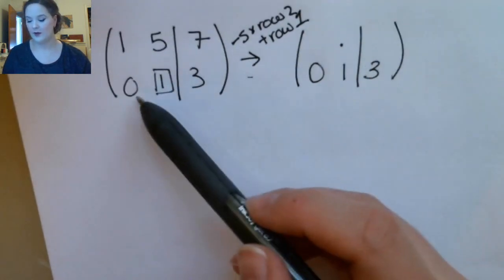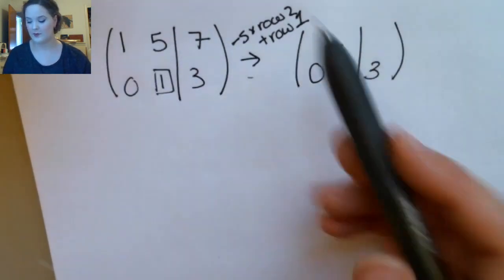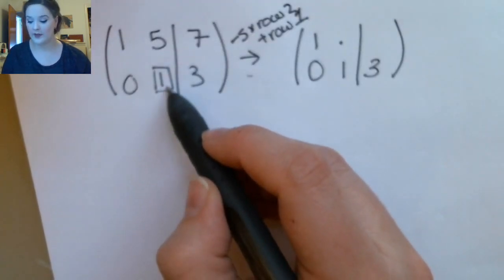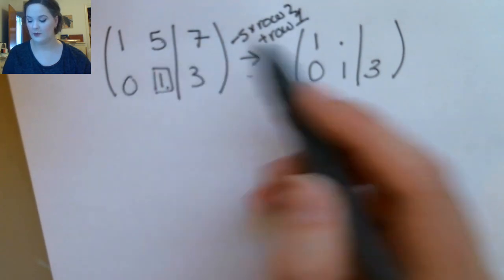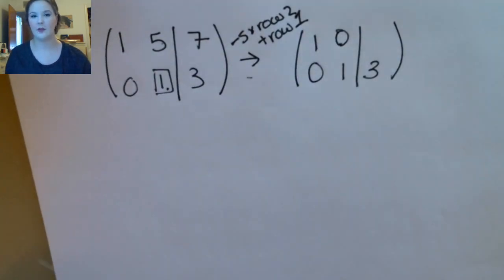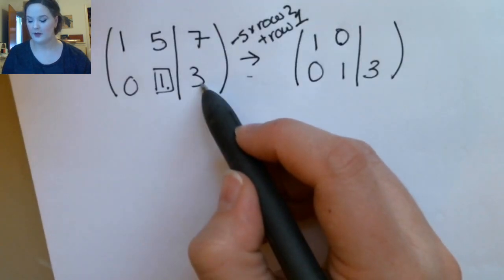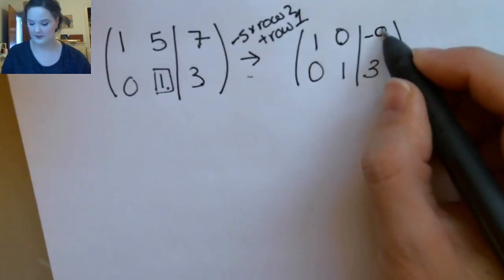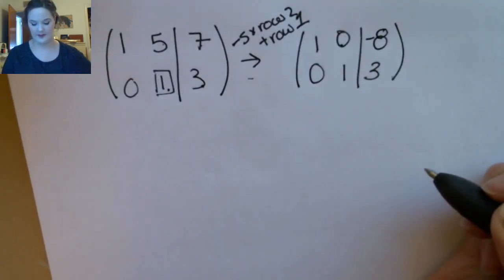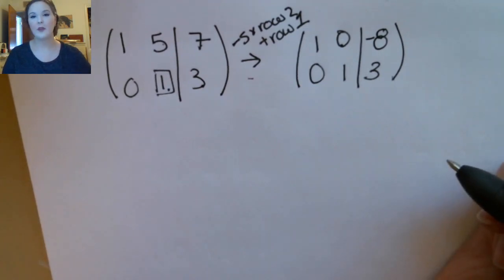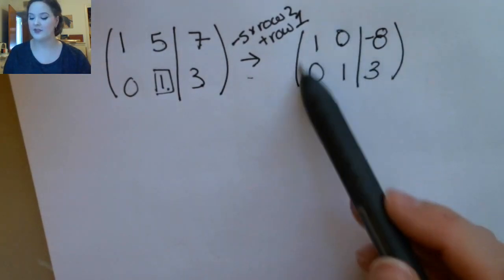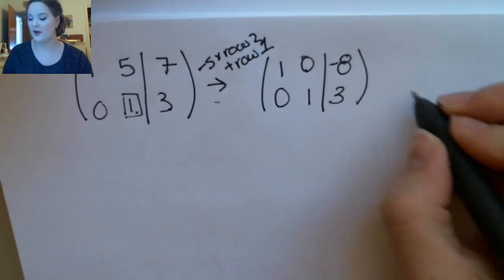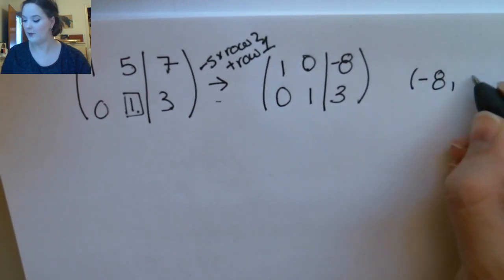Okay, so 0 times negative 5 is 0, plus 1 is 1. Okay, 1 times negative 5 is negative 5, plus 5 is 0. 3 times negative 5 is negative 15, plus 7 is negative 8. Okay. Now remember, once you have this in the specified form, the augmented column is the solution. So I can just read off my solutions, negative 8, comma 3.